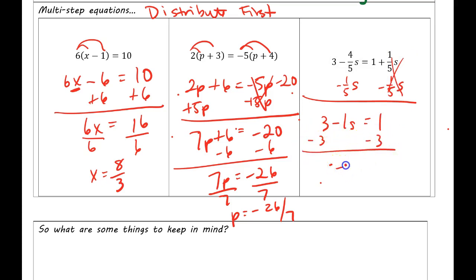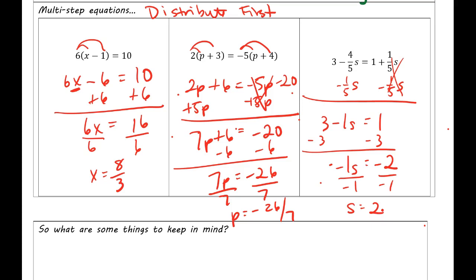I can get rid of the minus 3, minus 3. What is 1 minus 3? Negative 2. And then there's a negative 1 in front of that s, so we're going to divide it off. And so s would be positive 2. And that would be how you can deal with it.